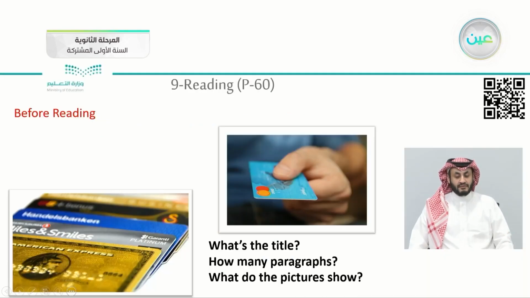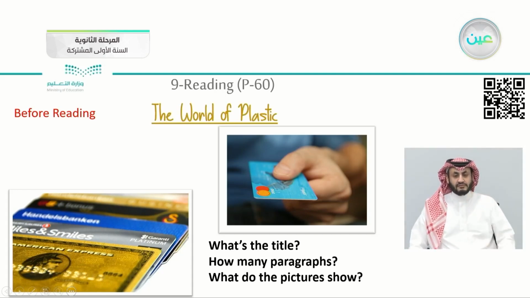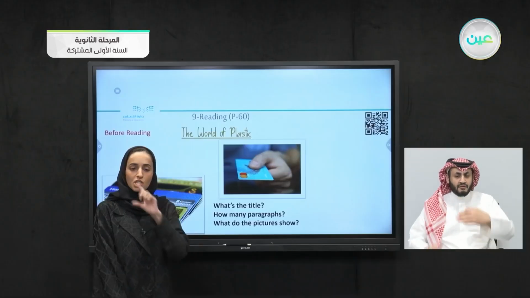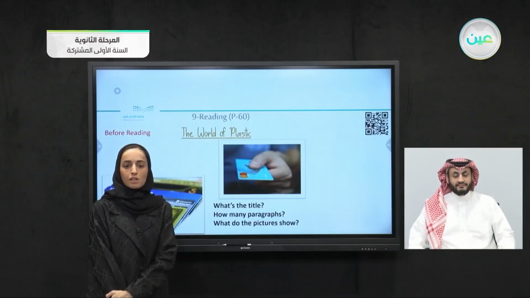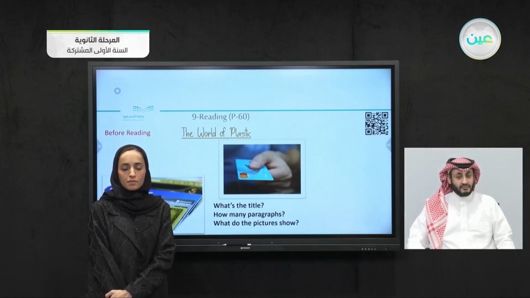Okay, let's start with the reading. On page 60, one question. What is the title of the reading in here? Read the title, the big one on the top. It is titled, The Word of Plastic. Notice the capital letters, the W, and also the P. How many paragraphs do we have? Count the paragraphs, the chunks that we've got. They are actually 6 paragraphs.